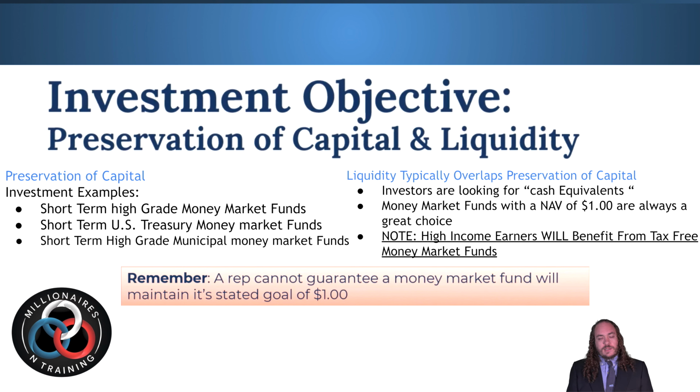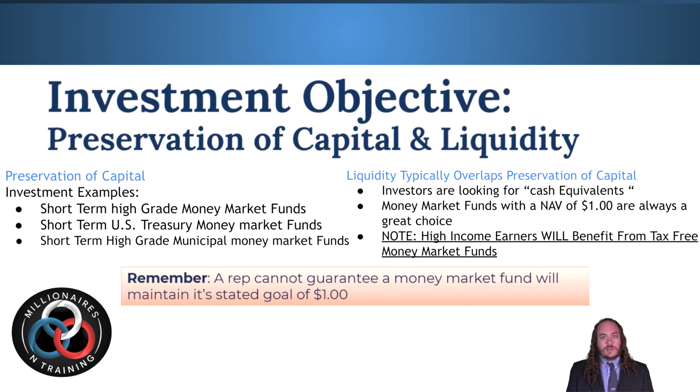The next thing is liquidity. That typically overlaps preservation of capital. So how do we know an investor is looking for liquidity? They're looking for a cash equivalent. Remember, money market funds, depending on the NAV of the dollar, are always a great choice. High income earners will benefit from tax-free money market funds. See that note there? That is testable.